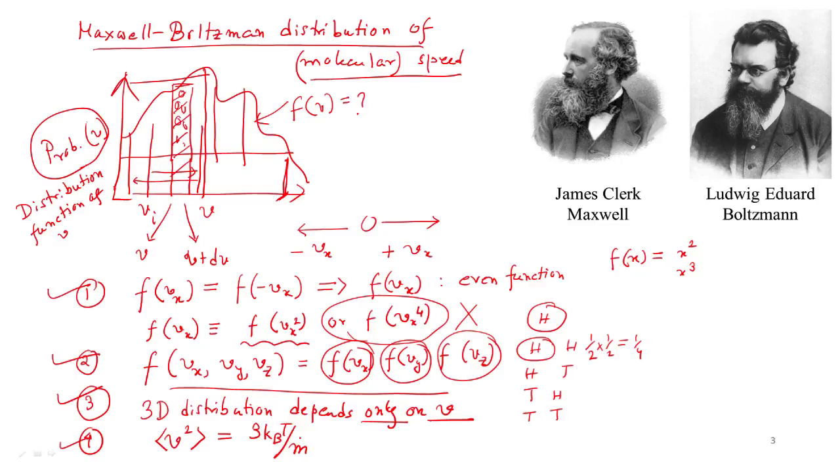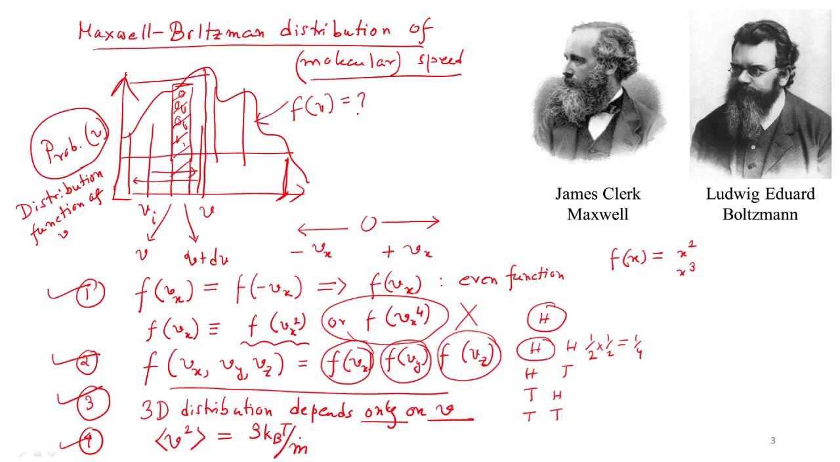The third point is that what we are going to calculate is independent of direction. So we are only going to calculate the magnitude, because if I ask you the magnitude in this direction and the magnitude in some other direction, these two will be just equal. So a three-dimensional distribution only depends on the speed, not the velocities. And the fourth thing is that the average value of the square of the speed should be equal to 3 kBT by m, as we derived from the kinetic theory of gases.